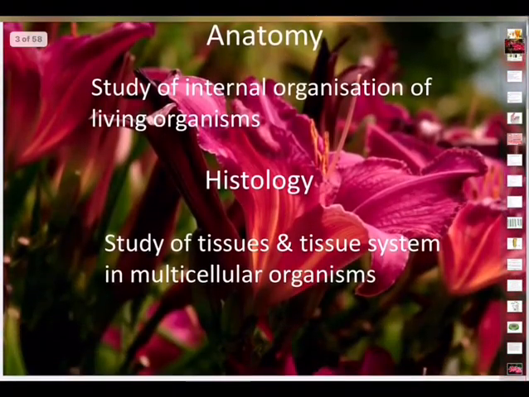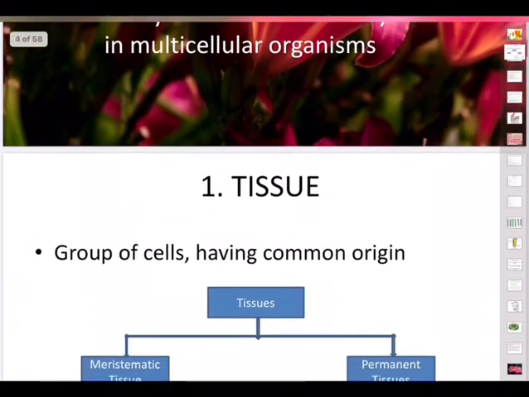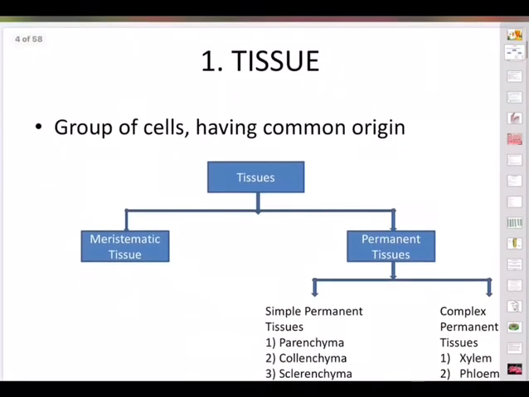As I said, study of internal organization of living organisms is anatomy, and histology should be the basis for that. And histology is study of tissues and tissue system in multicellular organisms. What is a tissue? Of course, in junior classes you have studied. It is a group of cells which are of similar kind and origin and forming a group.